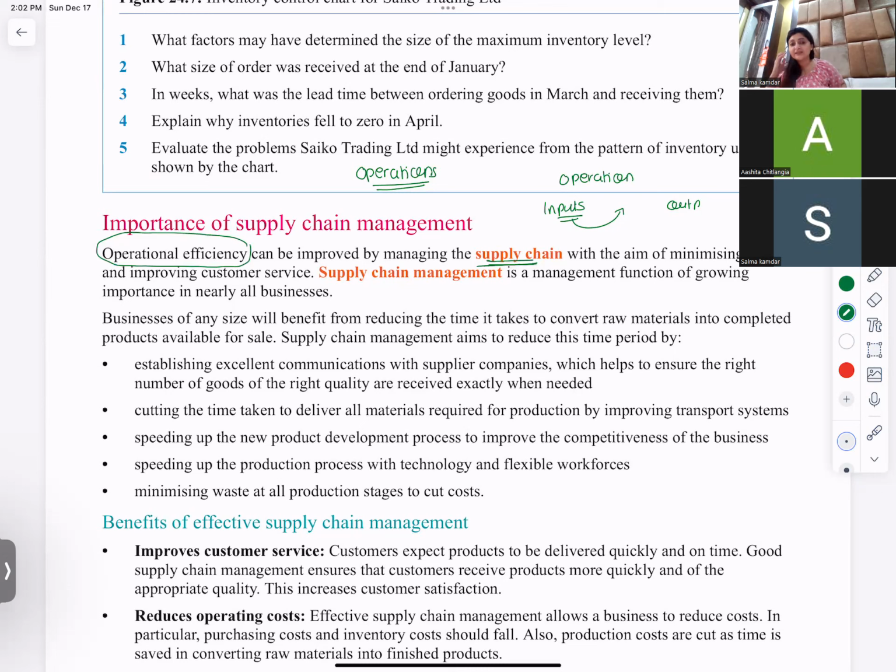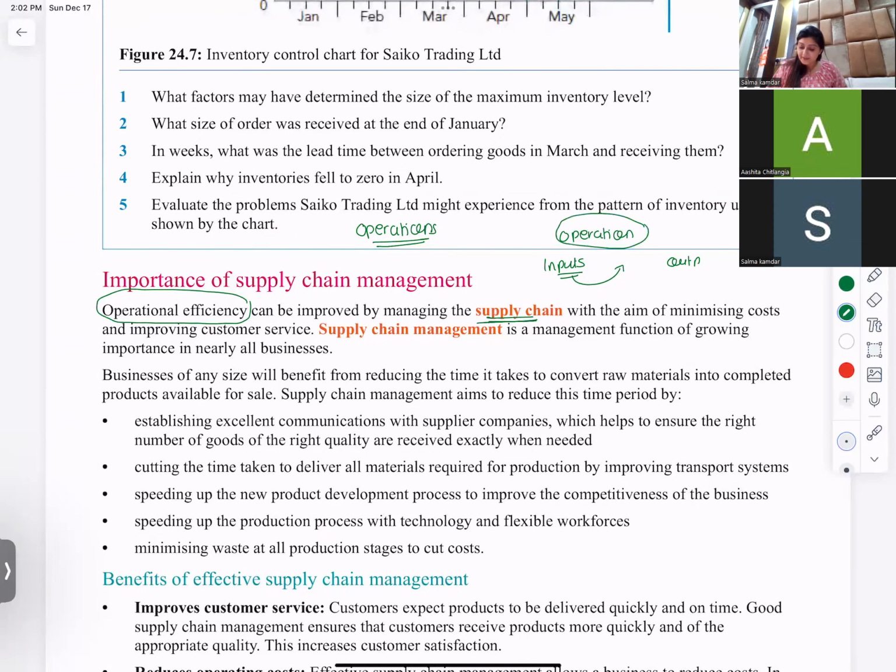When we talk about operations, we are talking about converting input into output. And for this, I use different types of production methods. What are those different types of production methods? Job production, batch production, flow production, just-in-time production.